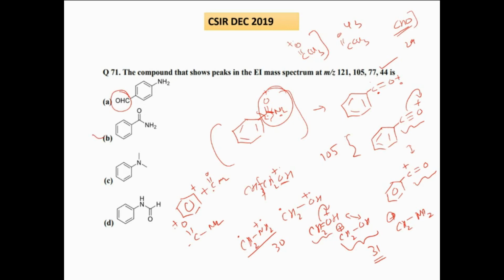So the answer is B. So this will cleave, 105la peak varum. 44 is CONH2, 77 is phenyl cation. Is this okay, guys? Simple. As I told you, I cannot help you with many problems, but is this okay, guys? Phenyl cation is 77, because it is C6H5 plus. So 72 plus 5, 77.